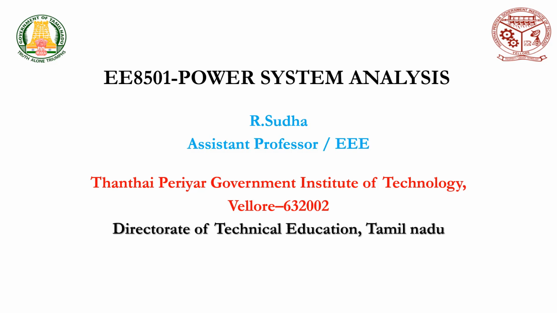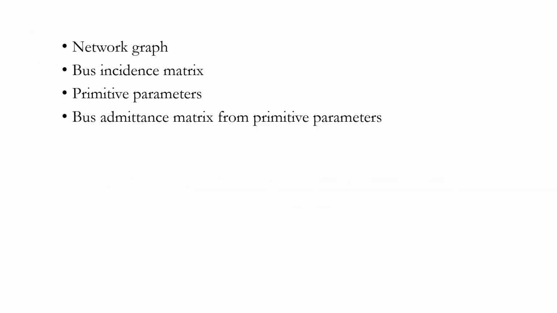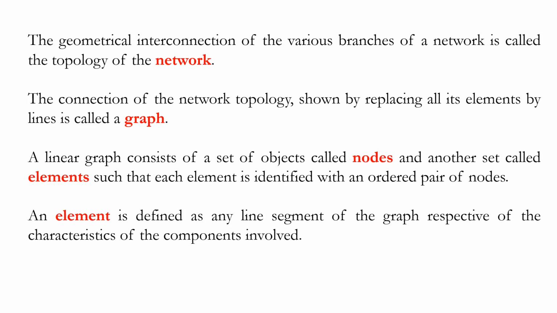In power system analysis, today we are going to see about network graph, bus incidence matrix, primitive parameters, bus admittance matrix from primitive parameters. We'll see some basic definitions.